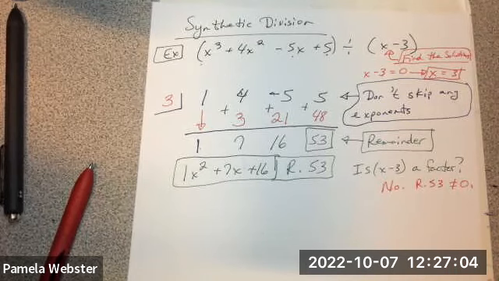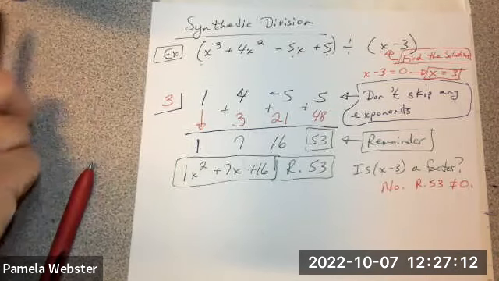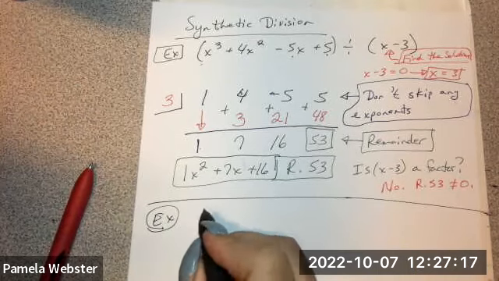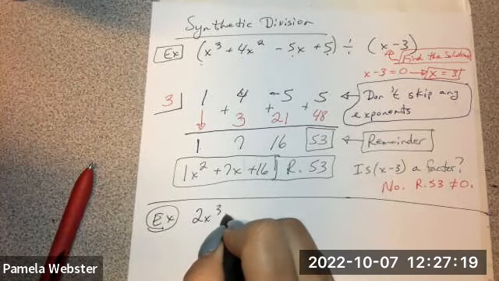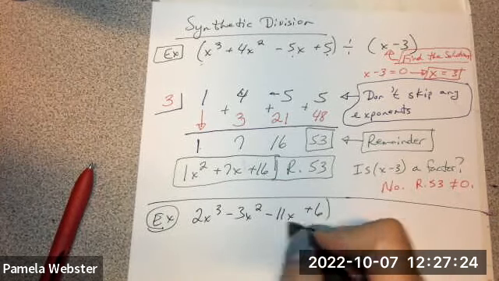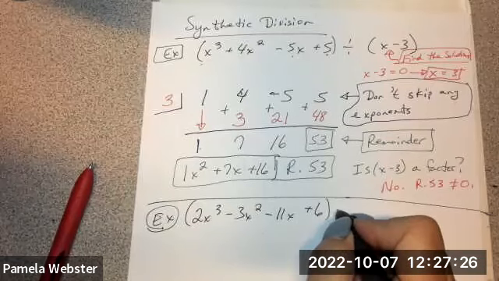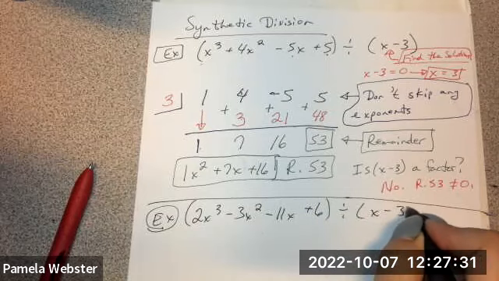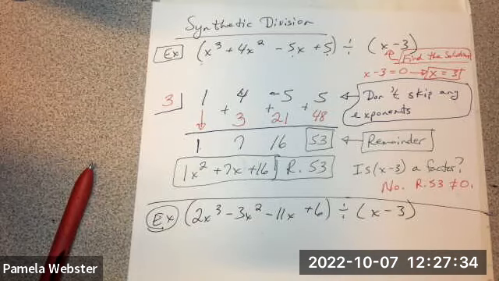We're going to do one just to make sure everybody's okay. Let me try to find you one that turns out fairly nice and easy. How about, here's my example. 2x cubed minus 3x squared minus 11x plus 6. And we're dividing that sucker by, let's just say divide by x minus 3. So it's actually the same number. Sorry, I didn't realize it was the same exact factor. Okay.